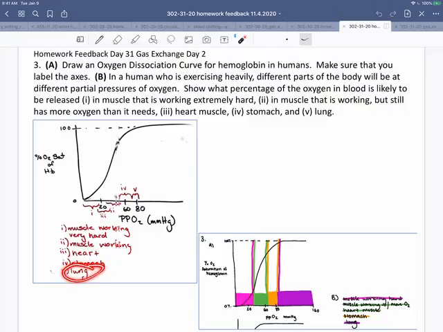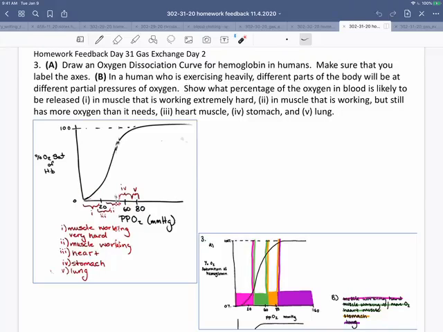So in the lung, that would be up here. In the lung, we'd expect nearly 100% saturated. In muscle that's working very hard, that would be down here. It's using up almost all its oxygen, so it might be at only 5 or 10 millimeters of mercury down here. And so most of the oxygen at that point will have been lost. Okay.